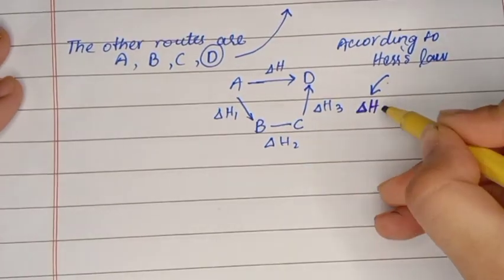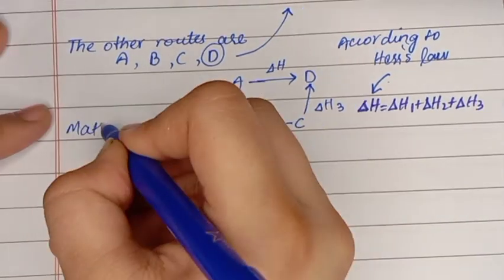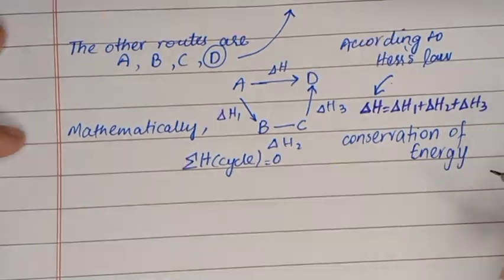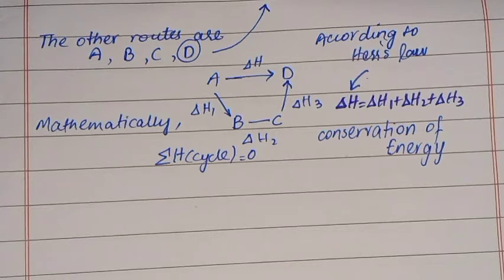This is an example of conservation of energy, and Hess's law is the application of the more fundamental law of conservation of energy. So sigma delta H is equal to 0. That means if one goes from A to D directly and comes back to A through B, C and other paths, then delta H will be equal to 0. That means A can be converted into D directly in a single step, where the heat evolved will be delta H, and the other steps will have delta H1, delta H2, delta H3, whose sum will be equal to delta H.